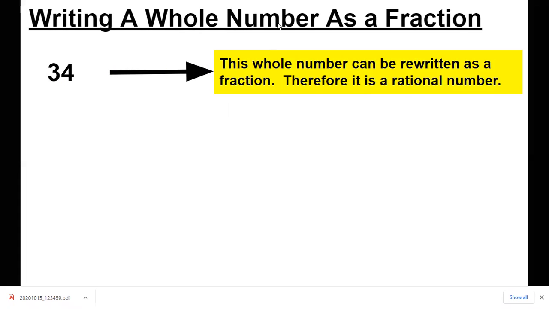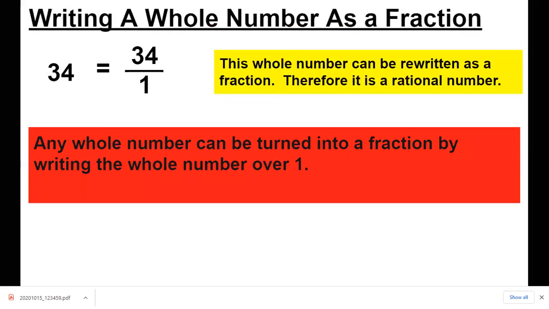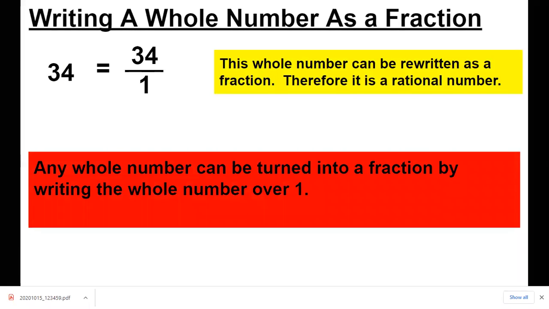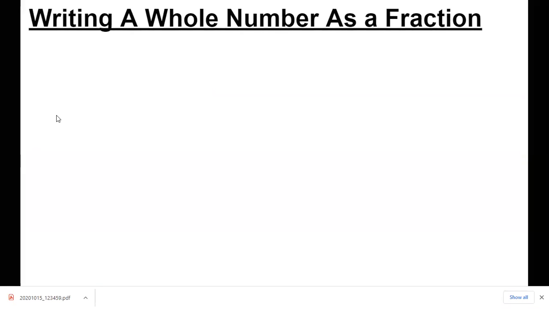So yes, let's continue. 34 over 1. Because 34 divided by 1 is really 34, right? So you can put a whole number over the number 1 and make it a fraction. So any whole number can be turned into a fraction by writing the whole number over 1. Let's try another one.